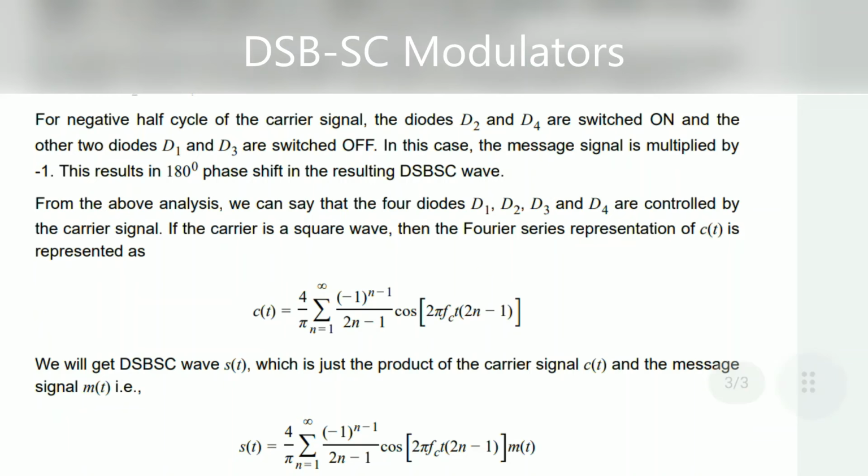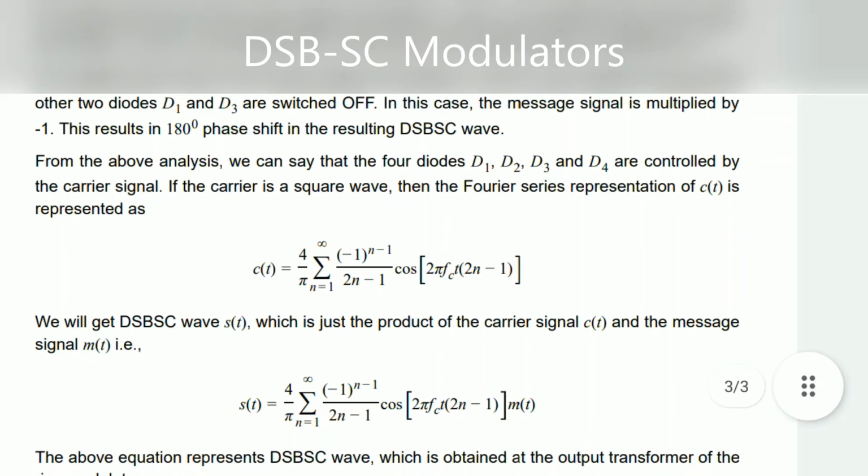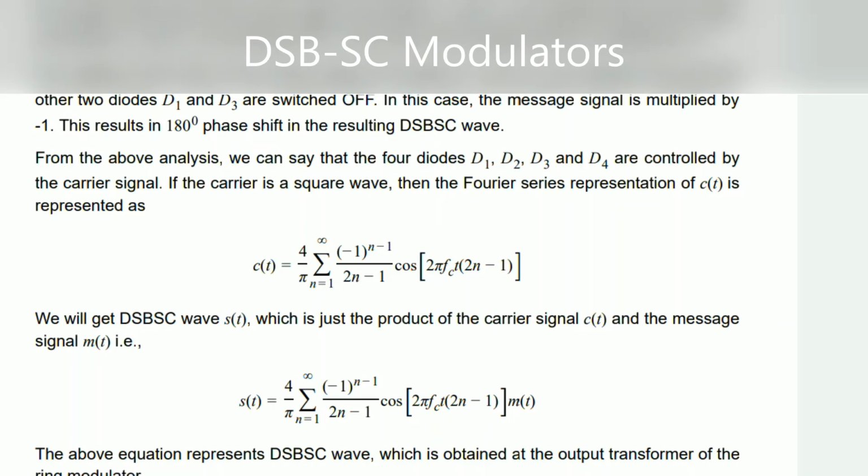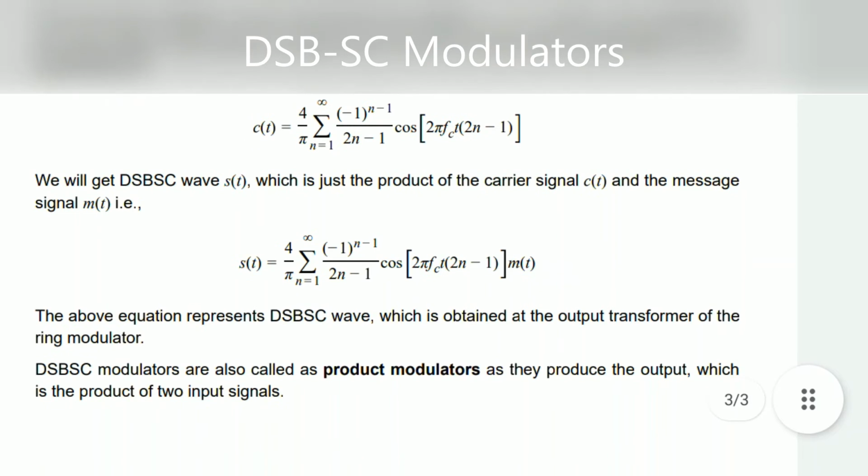So finally, what are we getting? We are getting the value of s(t). s(t) will be 4/pi, summation n equal to 1 to infinity, (-1)^(n-1)/(2n-1), into cos(2 pi fc t (2n-1)) into m(t). This equation represents the double sideband suppressed carrier of the ring modulator, which is obtained at the output transformer of the ring modulator.